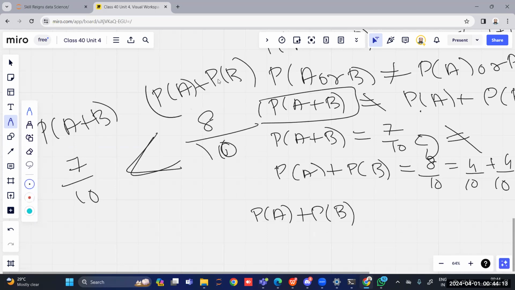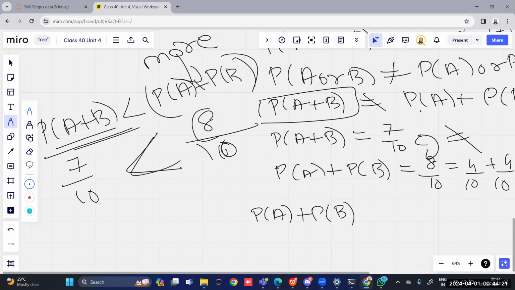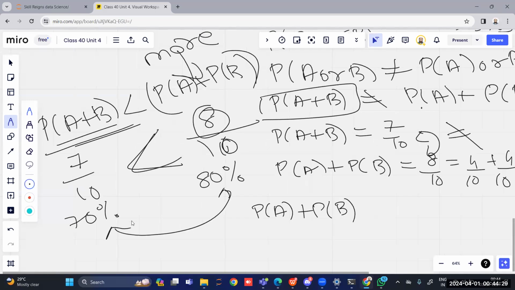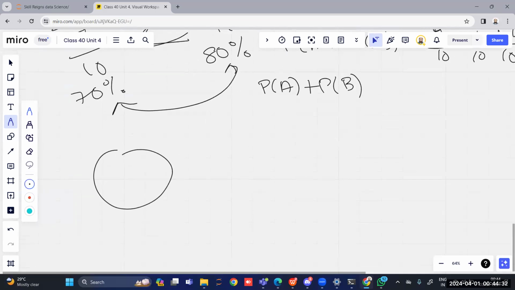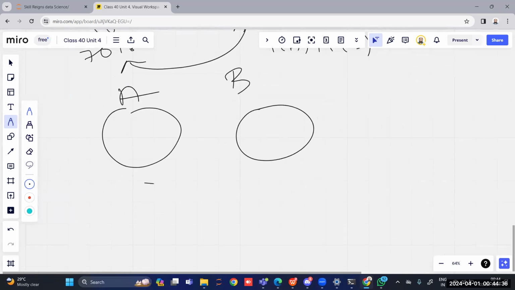So this part is greater than this. It means something more is coming here. Something more is coming here. Yes or no? That's the reason it is 8 by 10. It is around, you can say, 80%. Here it is coming 70%. So it means something more is coming here. So we need to observe this. See, suppose this is A, and suppose this is B. When we are adding A plus B, what is happening?